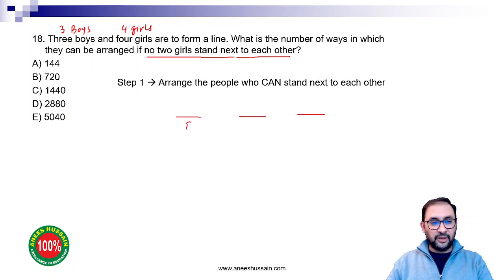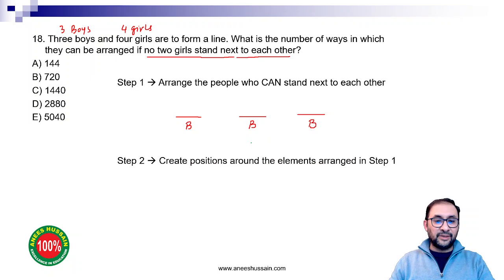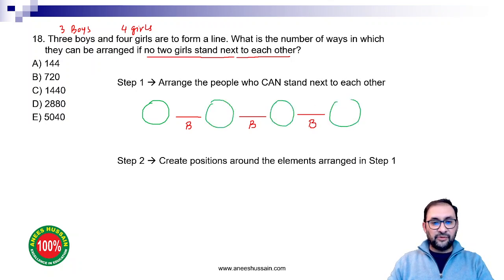I'm going to put a boy here, and a boy here. Remember, there are 3 boys, so I need 3 positions for the boys. Now step 2 is to create positions around the elements arranged in step 1. So we're going to create positions around the elements. That's position 1, position 2, position 3, and position 4. These are the created positions that I can use to arrange the girls.